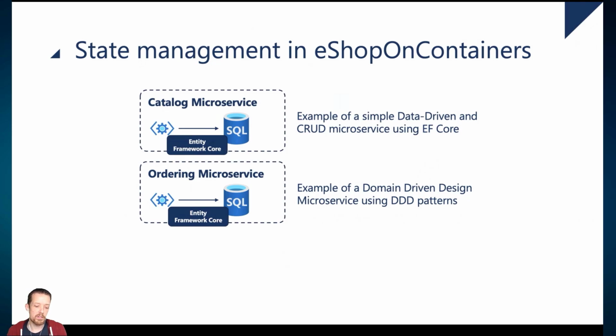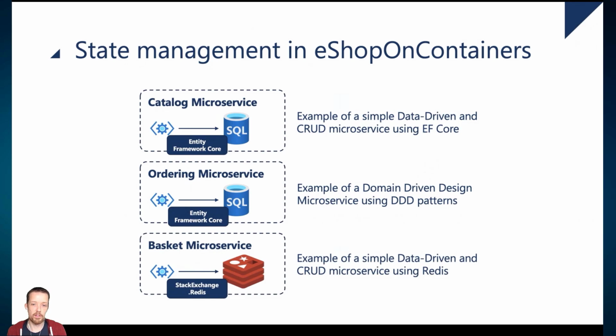But there are also some other services that use different data stores. So for example, the basket microservice stores the basket state in a Redis cache. And to make that work, eShop has a direct dependency on a NuGet package called stackexchange.redis, which is a Redis client for .NET developed by Stack Exchange. And we can make that service a little bit more portable by removing that dependency and using the state management building block of Dapr.